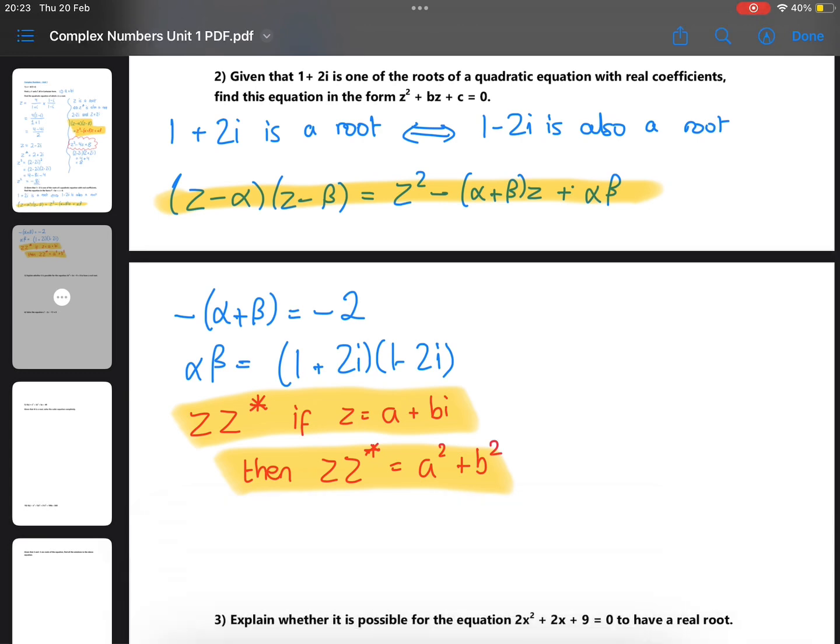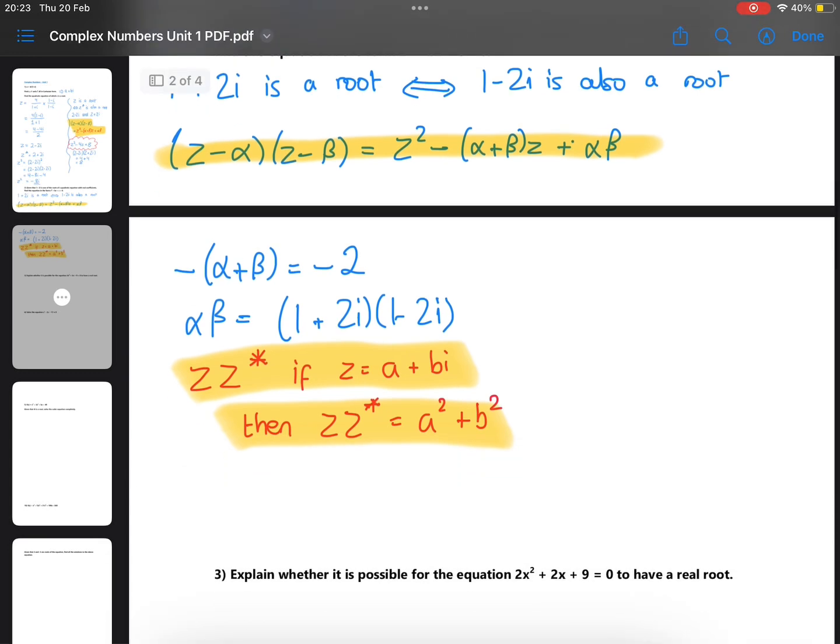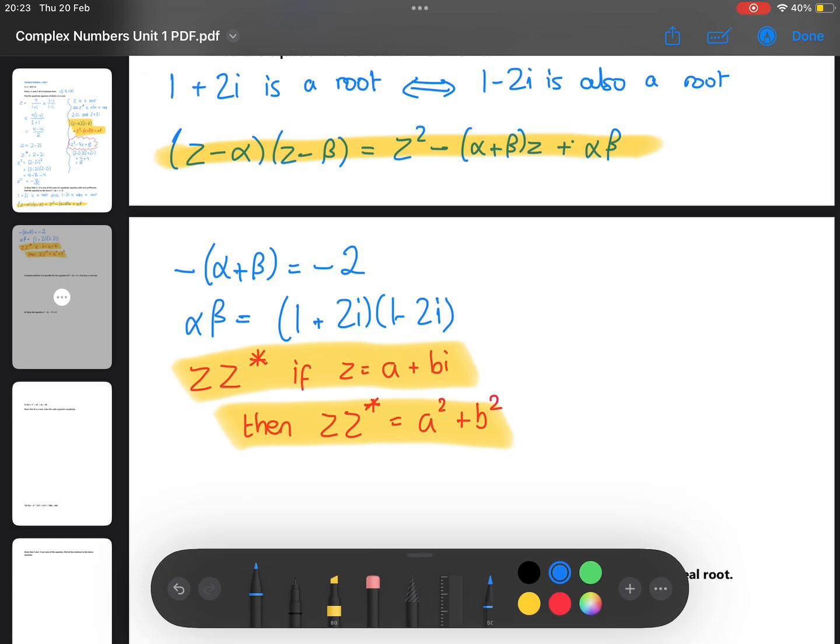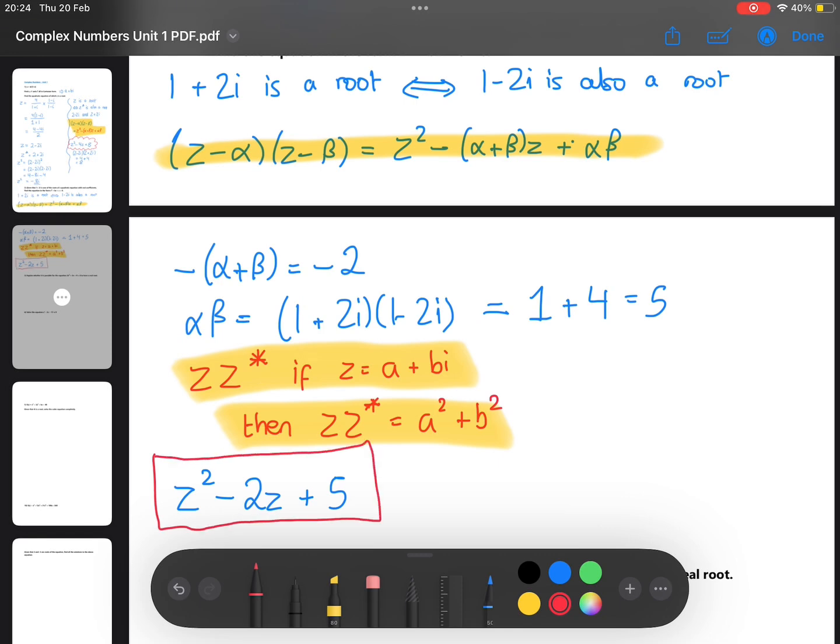So just to finish the question off, that's going to give us a quadratic equation of z squared minus 2z, and alpha beta, we didn't actually finish, is 1 plus 4, which is 5. So plus 5. And that's our equation.